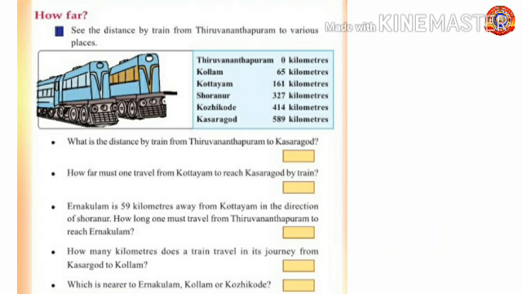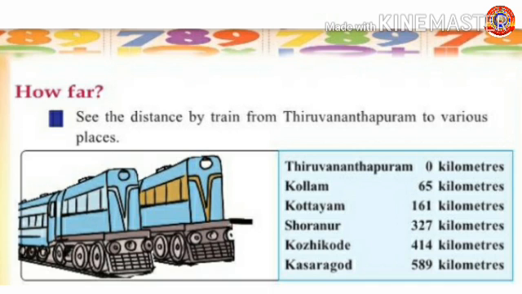Let's go to the next activity. How far? See the distance by train from Thiruvananthapuram to various places. Thiruvananthapuram to Kollam, 65 kilometers. Thiruvananthapuram to Kottayam, 161 kilometers. Thiruvananthapuram to Shornur, 327 kilometers. Thiruvananthapuram to Kozhikode, 414 kilometers. And Thiruvananthapuram to Kasaragod, 589 kilometers.